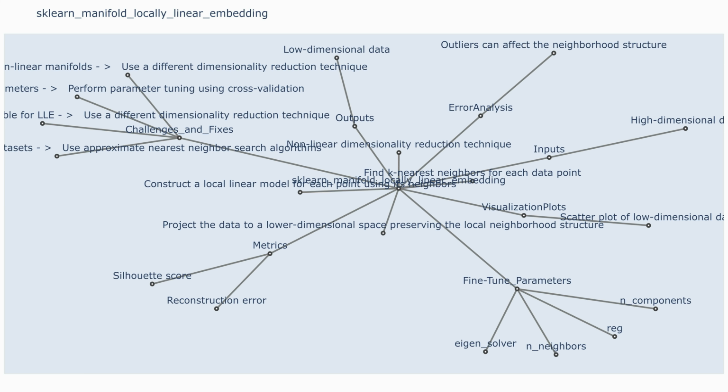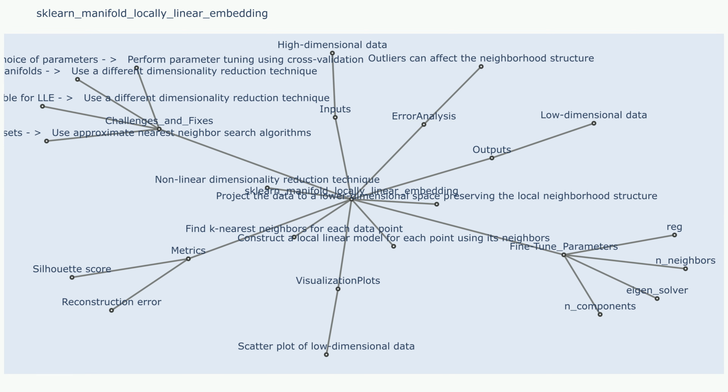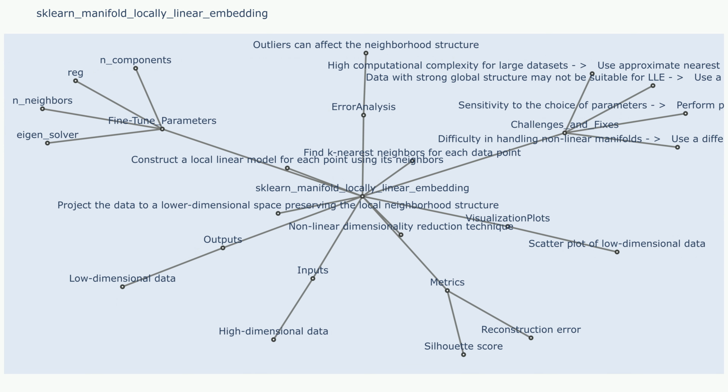sklearn, manifold, locally linear embedding. Description: Locally linear embedding (LLE) is a nonlinear dimensionality reduction technique that seeks to preserve local neighborhood relationships in the lower dimensional embedding. It assumes that each data point can be linearly reconstructed from its neighbors. LLE first finds the local neighborhood for each data point and then computes the weights that linearly reconstruct the point from its neighbors. Finally, it seeks a lower dimensional representation that preserves these local reconstructions as much as possible.